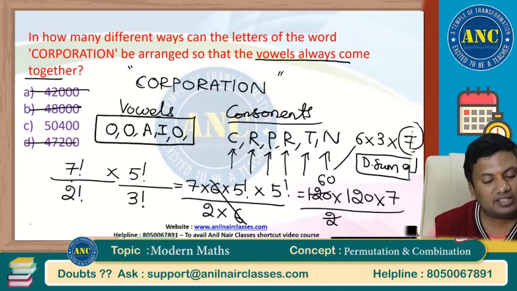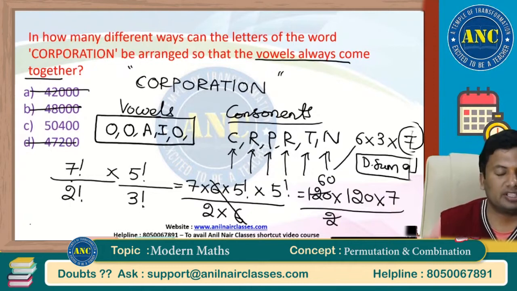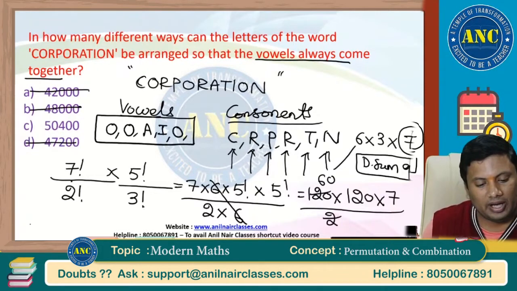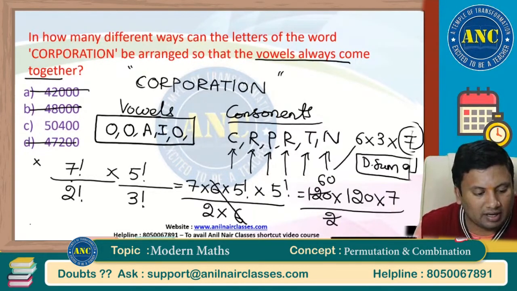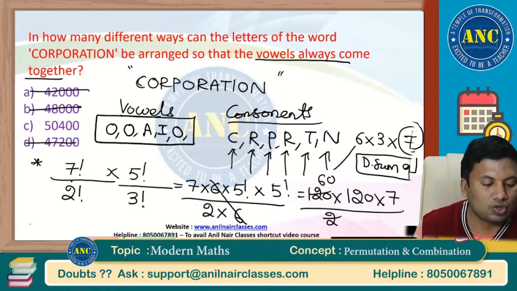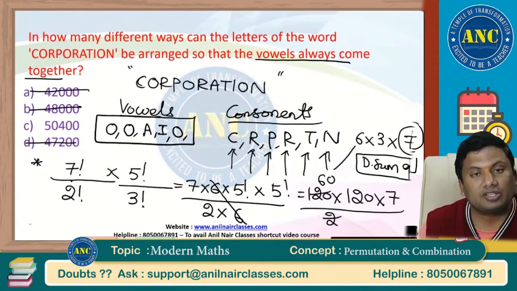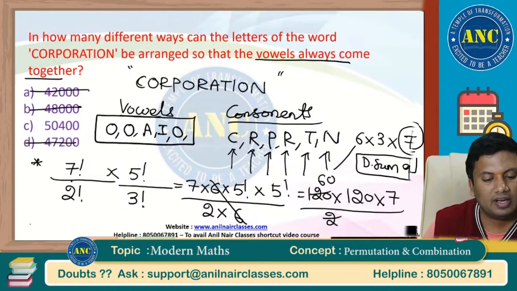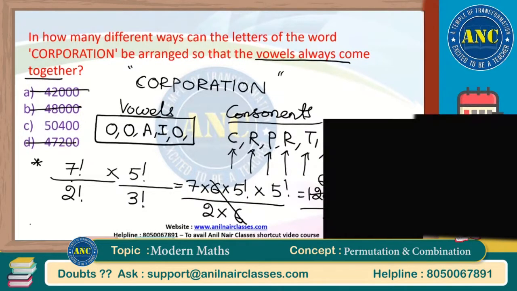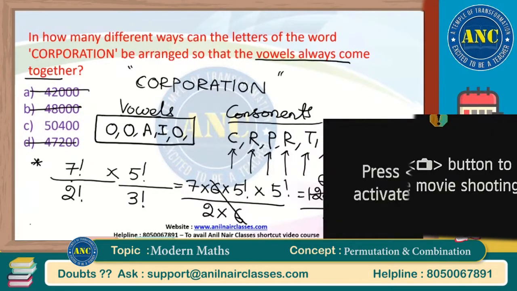Is 50400 divisible by 7? 7 7s are 49, 7 2s are 14. I hope the idea is clear. Immediately after writing this, the answer should be divisible by 7. 48,000 is not divisible by 7. 47,200 is not divisible by 7. Then apply the concept of digital sum.